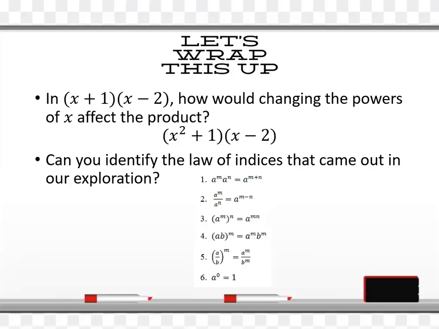In the first binomial, the power of x was 2, and in the second binomial, the power of x was 1. So based on the first law of indices, because they both have the same variable x, when we multiply those two variables, we add the powers. So 2 plus 1 gives us 3.